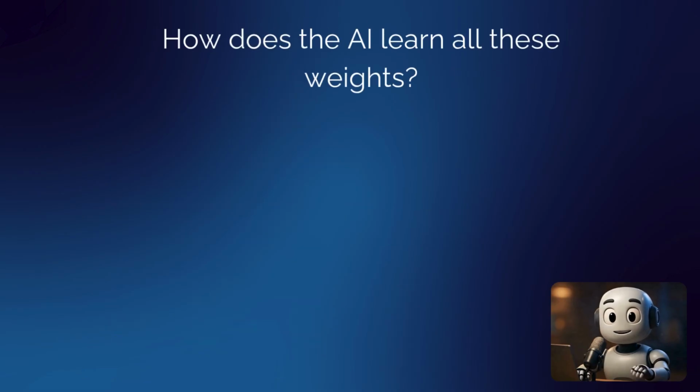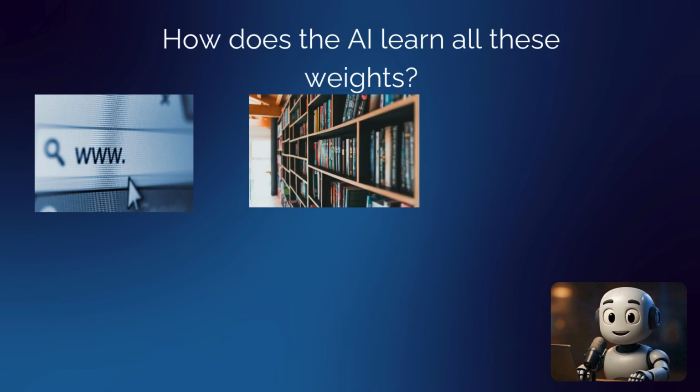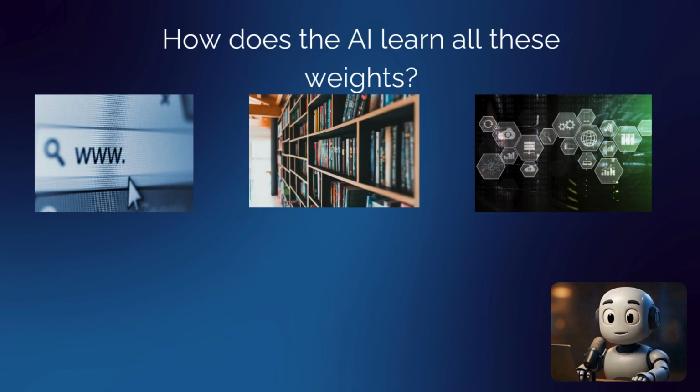So in describing what's happening, we've talked a lot about weights. So how does the AI, how does the artificial intelligence learn all these weights? Well, you start with a lot of data. That might be data from all across the web, it might be from books, it might be from a whole variety of other data sources. And the way the model learns is it tries to predict what's in the data.